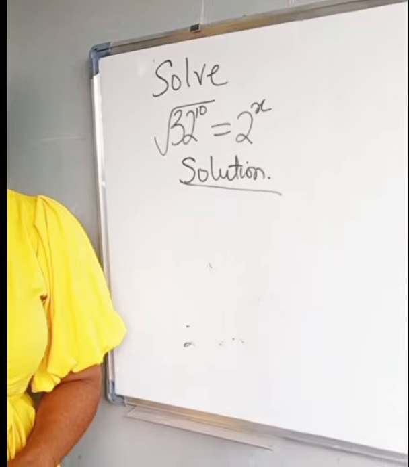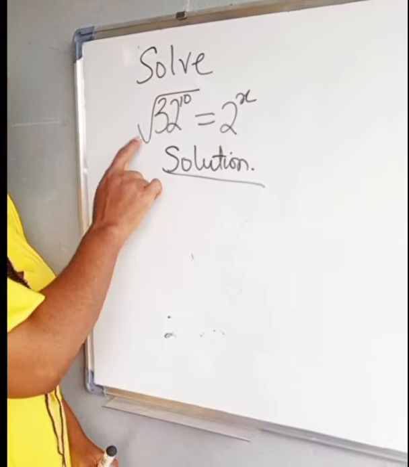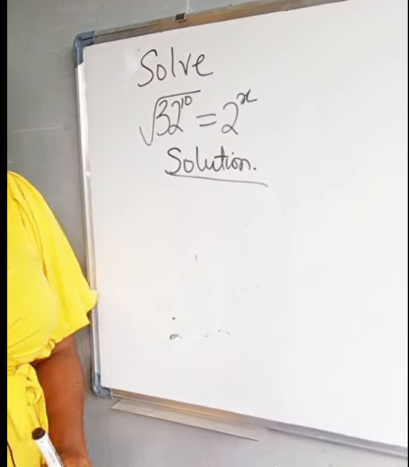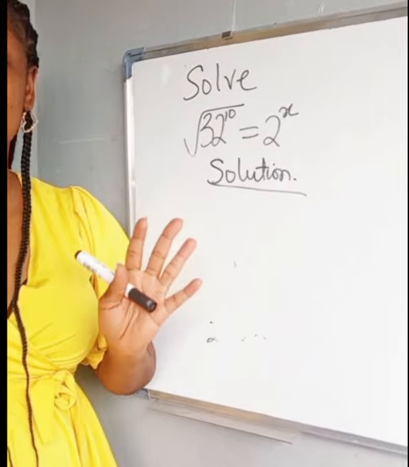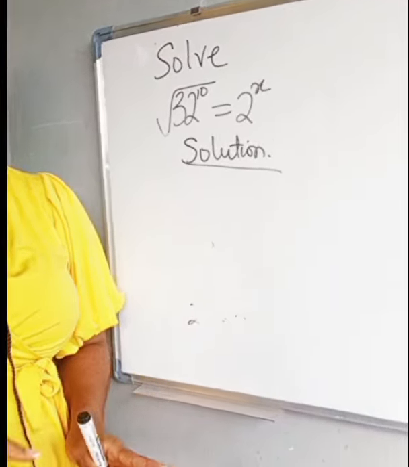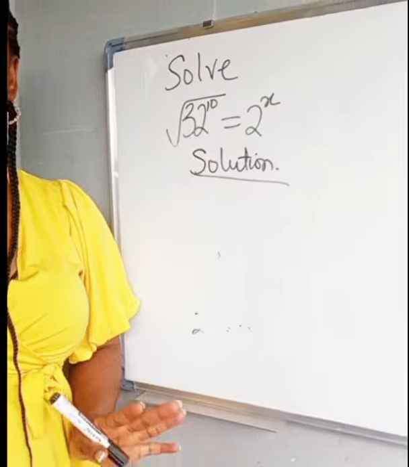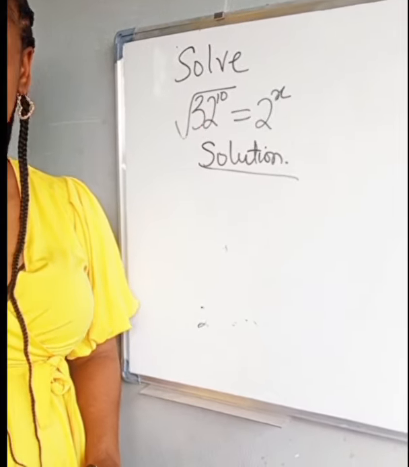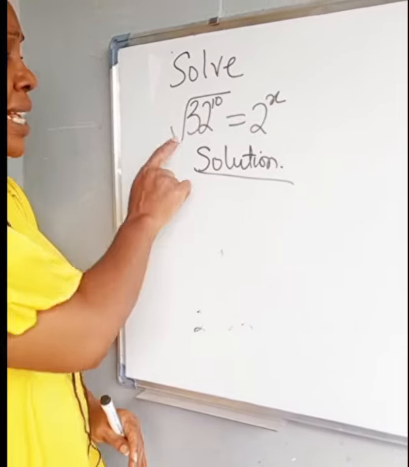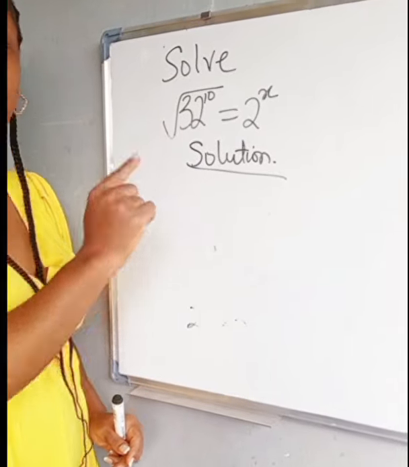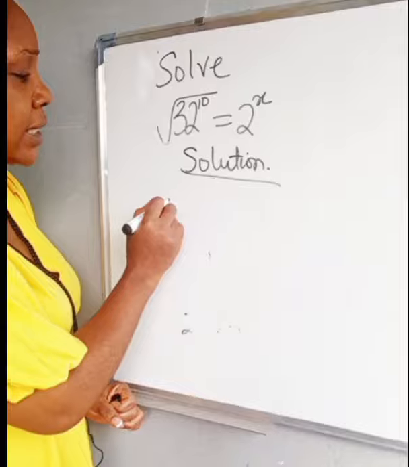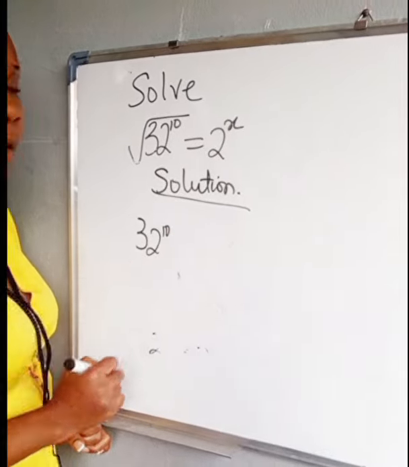And now the next thing we have to do is to remove this square root sign, okay? When we remove this square root sign and write this number in an exponential form, it turns to what? 32 raised to the power of 10, raised to the power of half. Yes, the power of half replaces this square root sign. So the first thing we have to do is to get rid of this square root sign, okay? That is 32 raised to the power of 10.